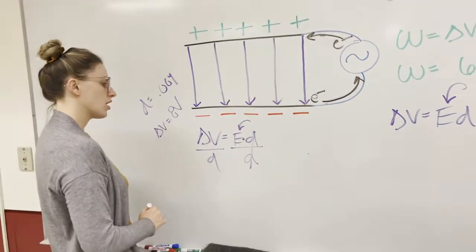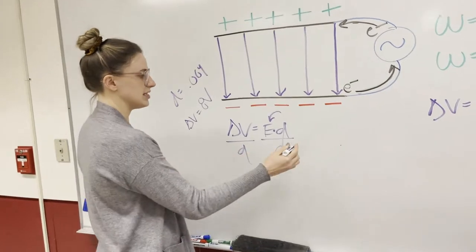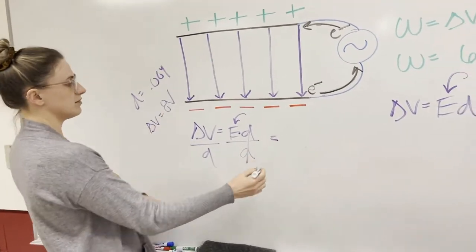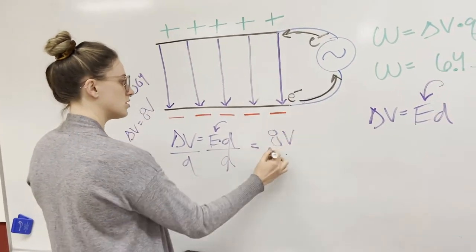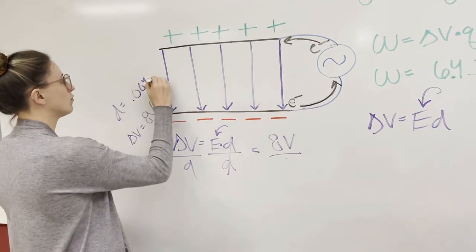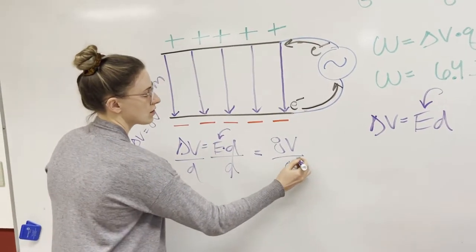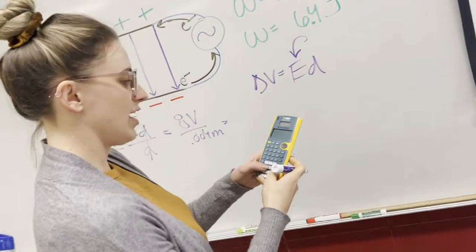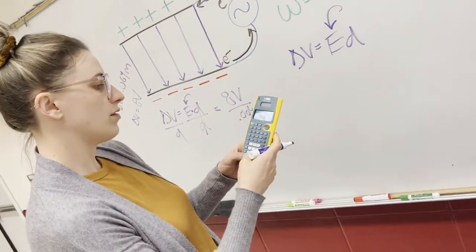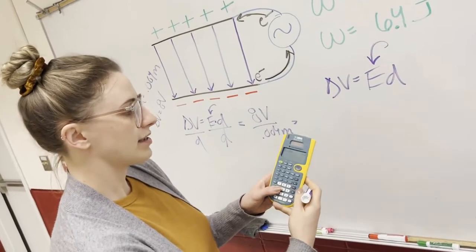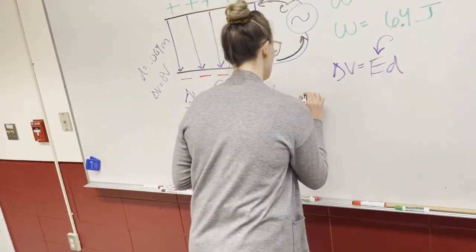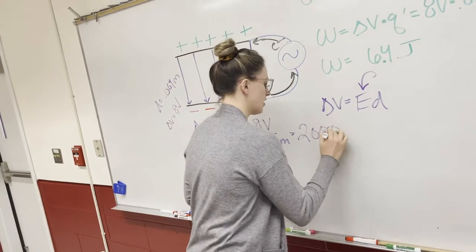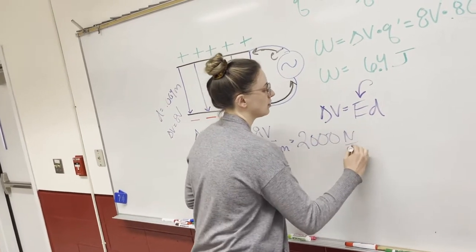Okay. All right, so delta V divided by d. Delta V is 8 volts, divided by our distance, which is 0.004. I think it's going to be 200. I'll bet it's 200. It's either 200 or 2,000. So 8 divided by 0.004, and I get 2,000. Our electric field is 2,000 newtons per coulomb.